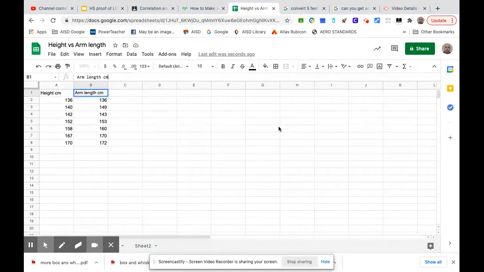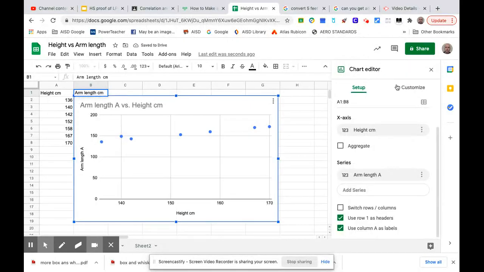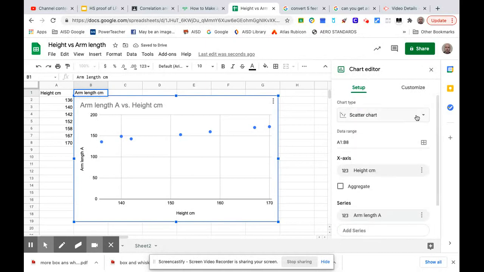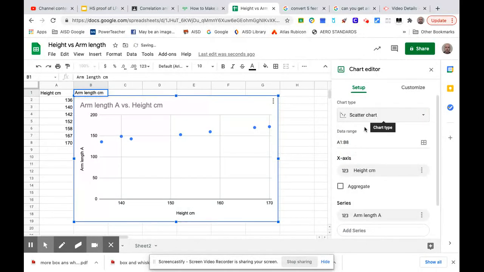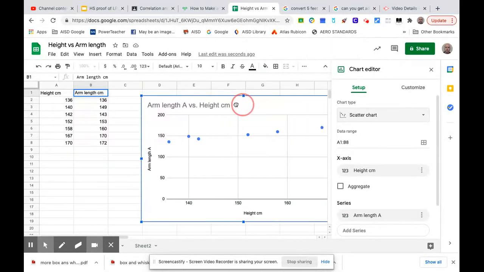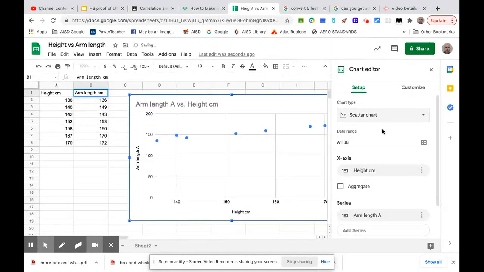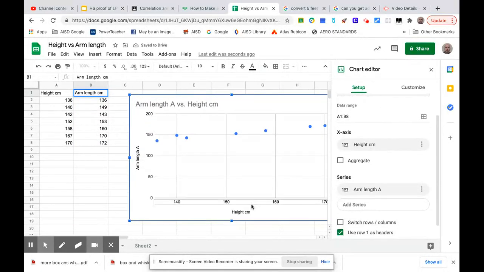We're putting the information in. Then we go to the right, insert chart. And then we go to this over here. We're going to look at scatter chart, the first one, okay. You can see here the data range was from A1, so they include the title, down to B8. The x-axis I'm going to make height, and the series, which is the y-axis, we're going to call arm length.